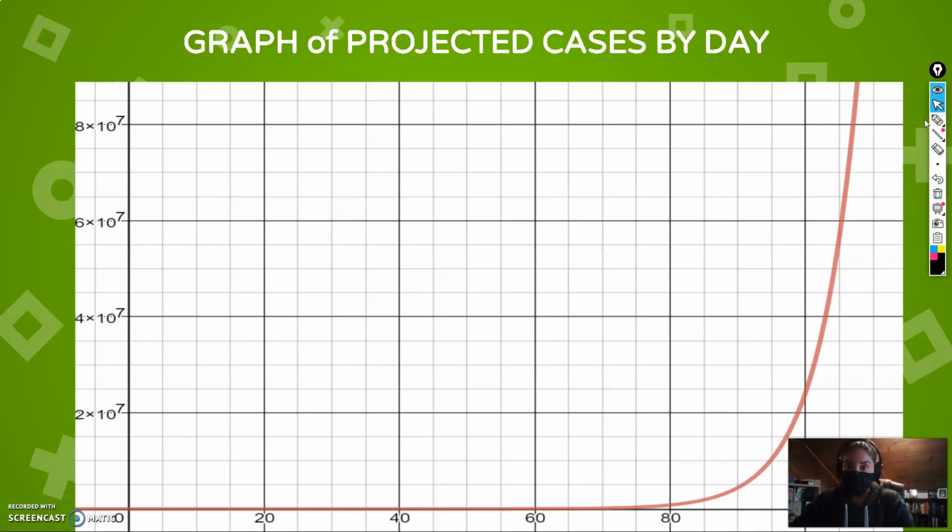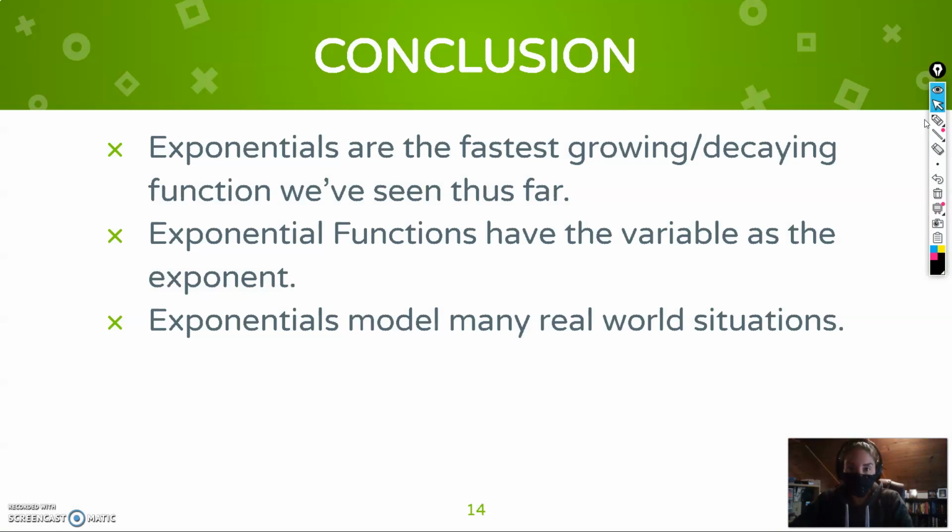Alright, so to recap, exponentials are the fastest growing / decaying function we've seen thus far. Exponential functions have the variable as the exponent, right? They're like a to the x, c a to the x. The stipulation on a is a has to be greater than 0, a cannot be 1, and we just need c also to not equal 0, okay? Otherwise, kind of anything else goes. And as we've seen in our real-world example, exponentials model real-world examples such as disease. They model compound interest, the way bacteria grow, lots and lots of stuff.